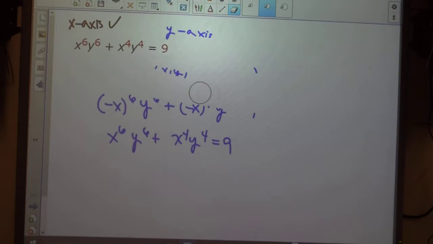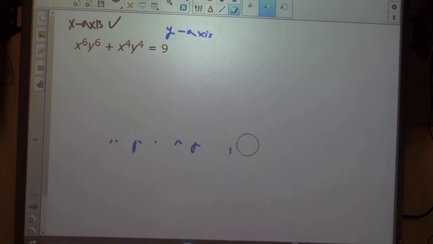Now we could cheat and realize that picture-wise, if you have folded something along the x-axis and it had symmetry, but then you also fold across the y-axis and it has symmetry at the same time, you're going to have origin symmetry.